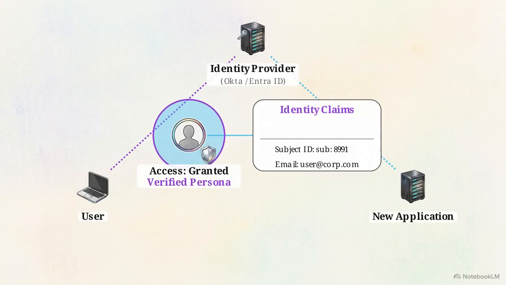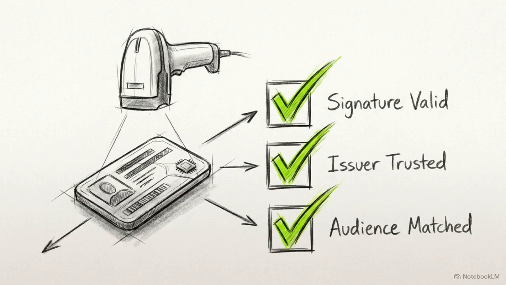This token contains standardized identity claims, such as the user's email and unique subject ID, allowing the application to verify the user's persona. The application must treat this token with skepticism until it verifies the cryptographic signature, confirms the issuer is trusted, and ensures the audience claim matches.